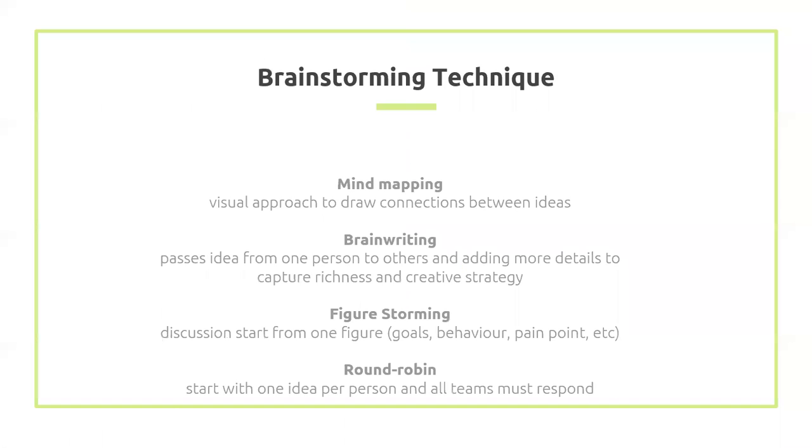Now, with brainstorming technique, we still need to know several techniques. There are several techniques that we can use, including mind mapping, brainwriting. It's not like we write to brain, it's simply how to document what people think in their brain. How to capture the richness and the creativity of a person. We can also use something called figure storming or round robin. Round robin is simply how we ask people for that idea.